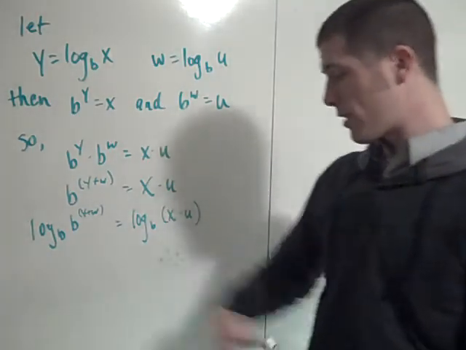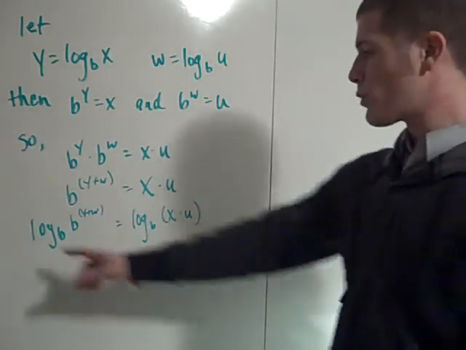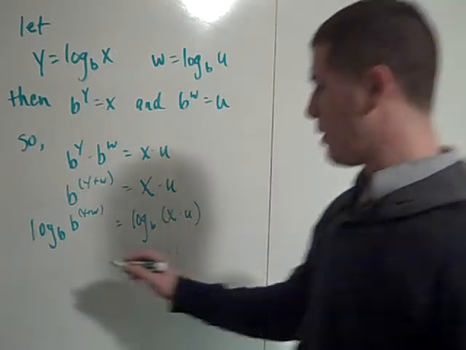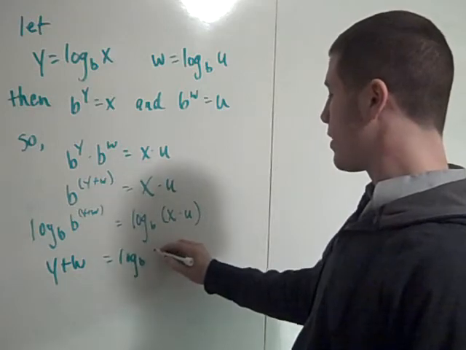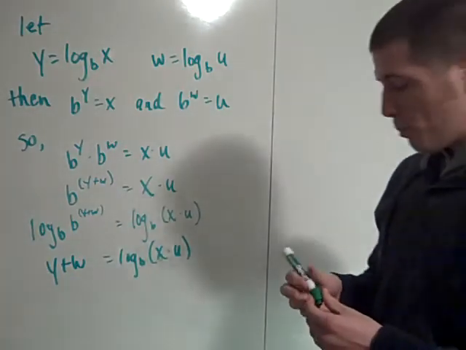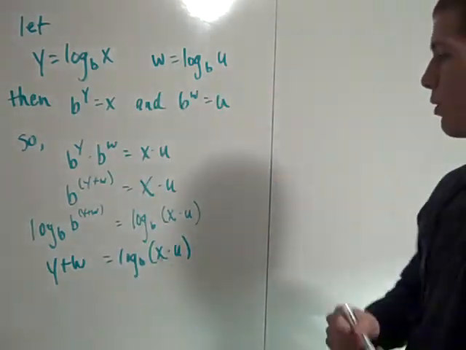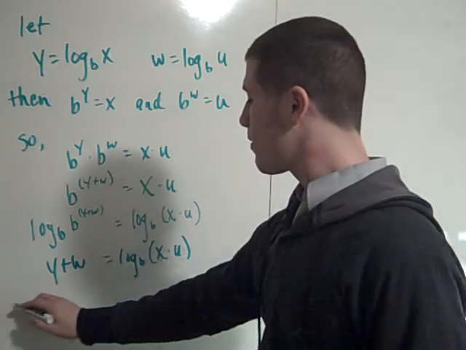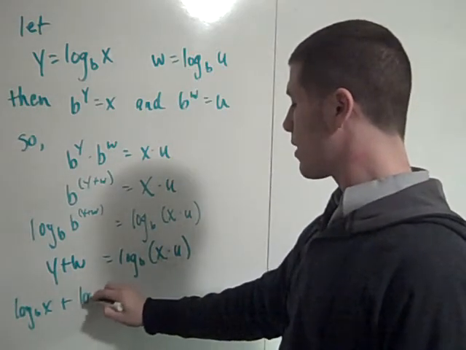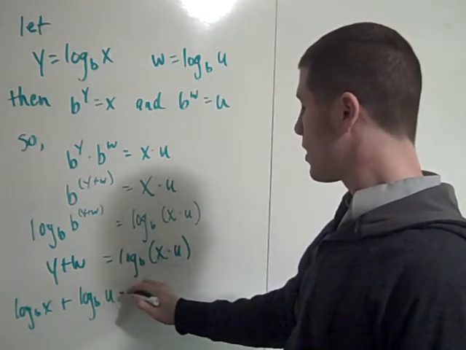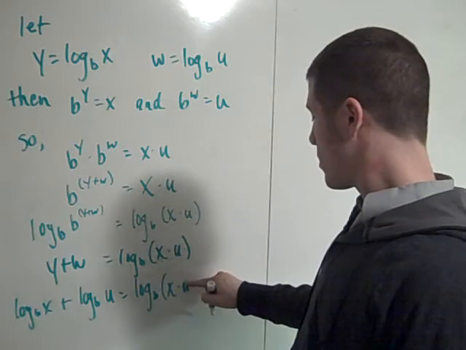Now again, here I've composed inverse functions and I get back my input, which is exactly y plus w. So log base b of b to the y plus w is just y plus w. Y plus w is equal to the log base b of x times u. But remember what y and w are. Y is a log base b of x, and w is a log base b of u. So substitute back in, and you have the log base b of x plus the log base b of u equals the log base b of x times u.